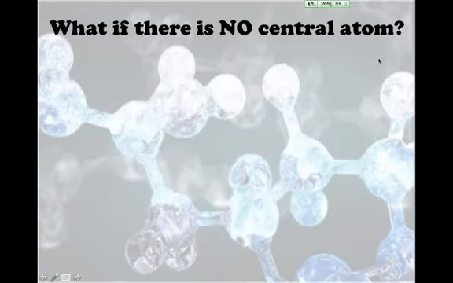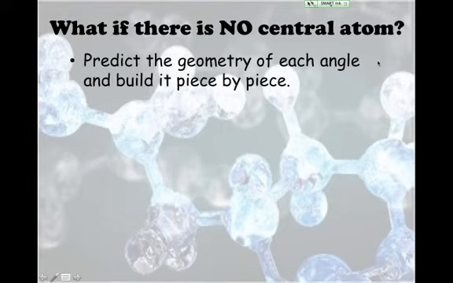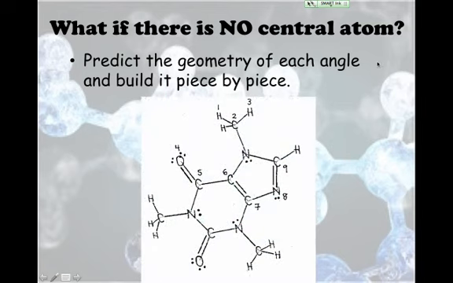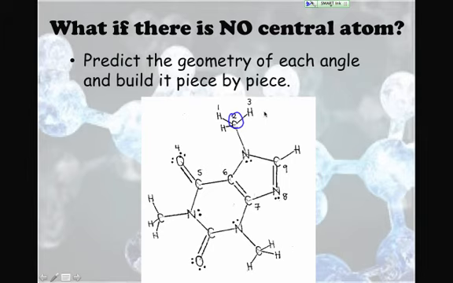What if there is no central atom? Well, there are some molecules where this is true, where they're so complicated that there's not a single atom in the center. Like this one I think is caffeine, I believe. So we could predict the molecule geometry of each angle and build it one piece at a time. For example, this carbon that's labeled number 2 is going to have a tetrahedral shape because it has 4 pairs that are bonding to it in 4 electron domains.